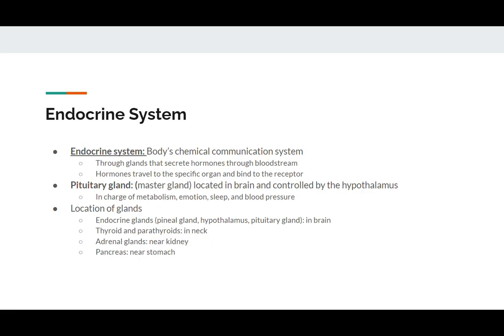And each component of the endocrine system can be located in very different locations. So endocrine glands include the pineal gland, hypothalamus, and pituitary gland that are in the brain, and the thyroid and parathyroids are in the neck, and the adrenal glands are near the kidney, and the pancreas is near the stomach. So please have a basic idea of where they are and how they function, because sometimes it will come up in the multiple choice section.